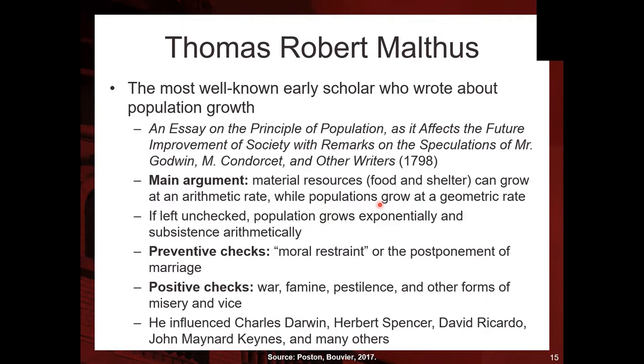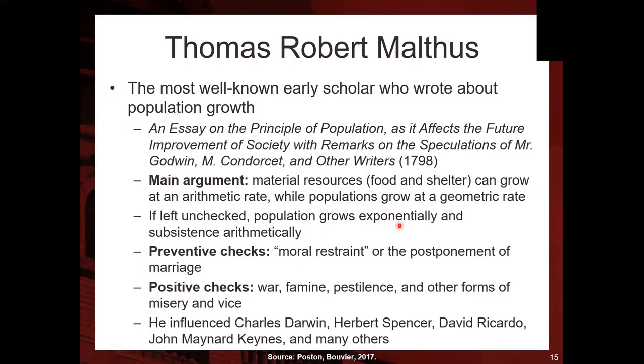If we do not implement some kind of measures to prevent population growth, so if population growth is left unchecked, it will grow exponentially, and subsistence, our ability to produce food, will grow as well, but at a slower rate. And then he divides what the possible checks are, the checks that can make population not grow as fast. He divides them into two groups: the preventive checks and the positive checks.